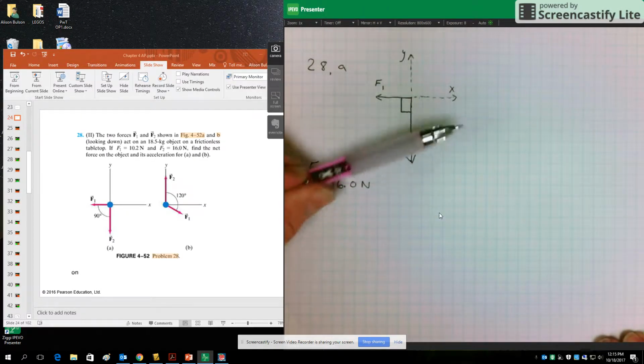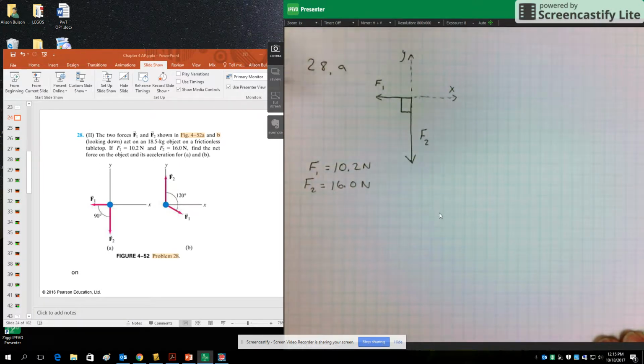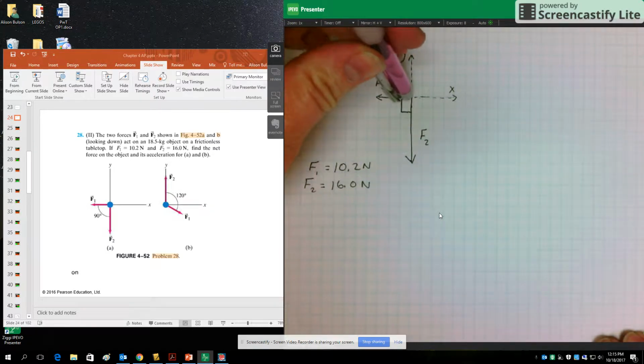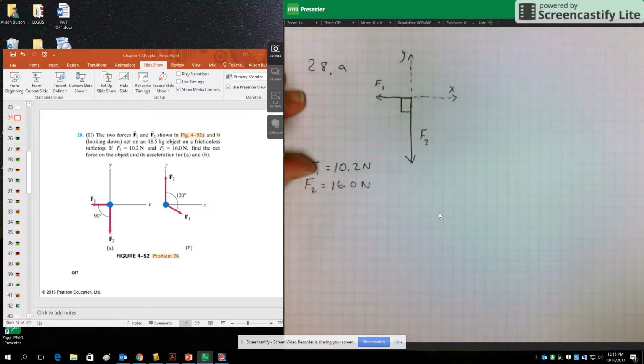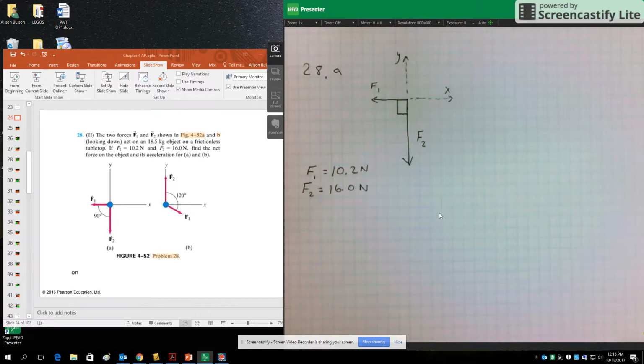If we're looking down on the tabletop, there should be pull of gravity straight down into the page, or down into the tabletop, and then there should be a support force of the table straight up out of the page, or straight up out of the table. But assuming this puck or whatever it is stays on the table, those two forces should be in balance. And so we'll sort of ignore them for now.